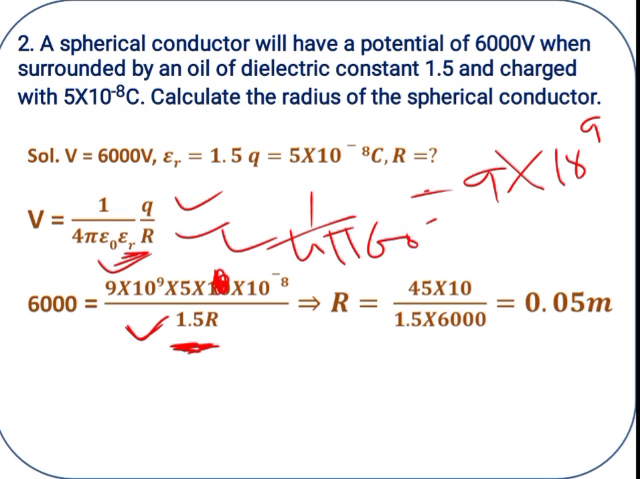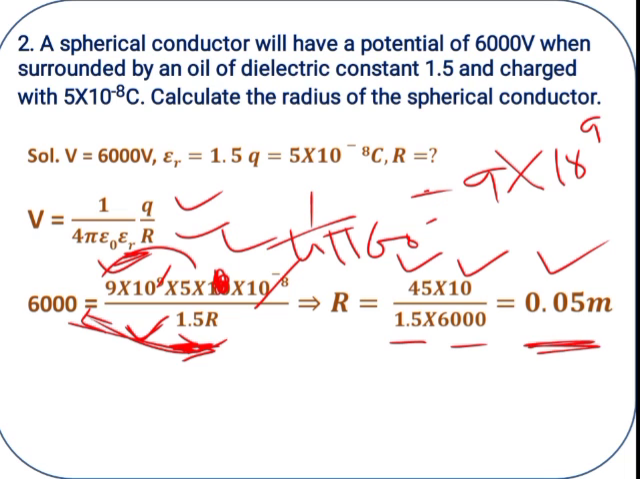Now interchange this R. Because we don't know the radius, after substitution simplify this. 9 into 5, that is 45, and 10 raised to minus 8 and 10 raised to 8 from this, only 10 to the power 0 is remaining, so 1, 1.5 as it is, 6000 here. After simplification how much we got? 0.05 meter. This is the final answer.